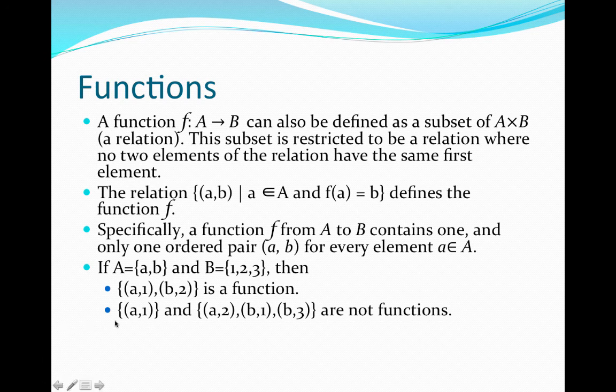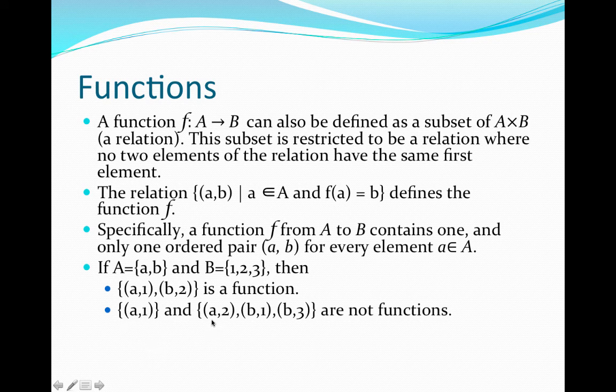So this first set is not a function. Why? Well, because the element b in A does not appear in any ordered pair in this set. So this relation only maps a to 1, but it doesn't tell us where to map b. So that means that this relation is not a function.